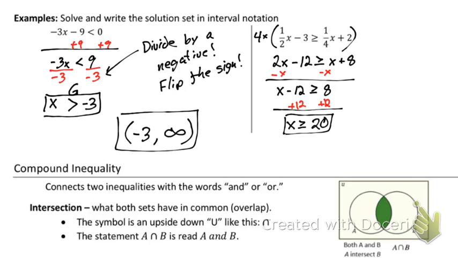Not full points because I did not write it in interval notation yet. So writing that in interval notation, I'm looking for really big numbers, anything that's bigger than or equal to 20. So we are once again going from 20 to infinity. Infinity always has a parenthesis around it. Our 20 is actually going to have a square bracket because it is an equal to sign. And we have 20 to infinity.